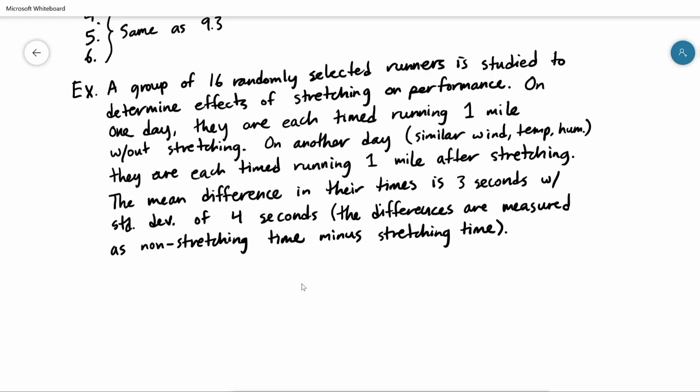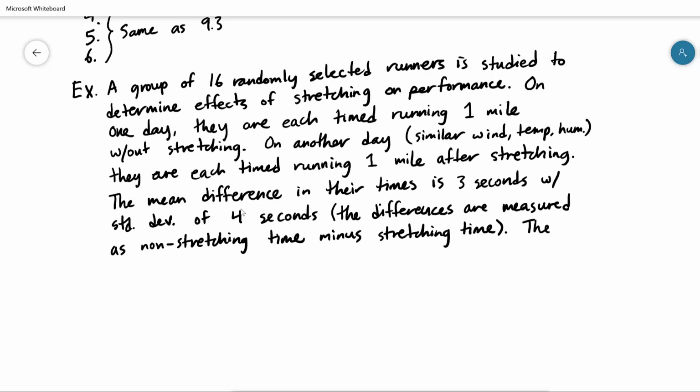Okay, so basically we took a list of differences where we measured their day 1 performance when they didn't stretch minus their day 2 performance when they did stretch, and we got the big long list of differences. We computed the average of that list of differences, and that average wound up being 3 seconds, and the standard deviation of that list of differences was 4 seconds. Okay, let's add a few more things.